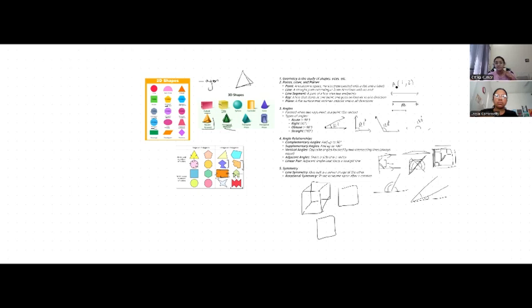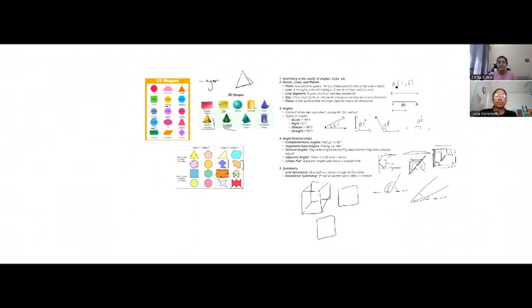There are different types of angles. There's acute, right, obtuse, and straight. There's also reflex angle that we don't need to know about, but I just mentioned it. There are different angle relationships, such as complementary that add up to 90, supplementary that add up to 180.